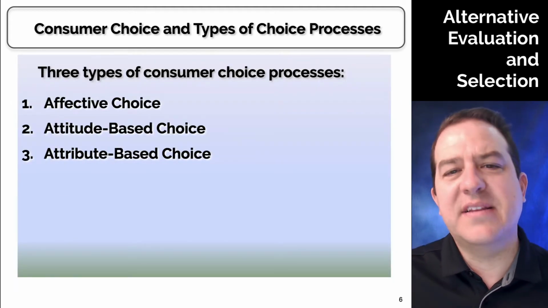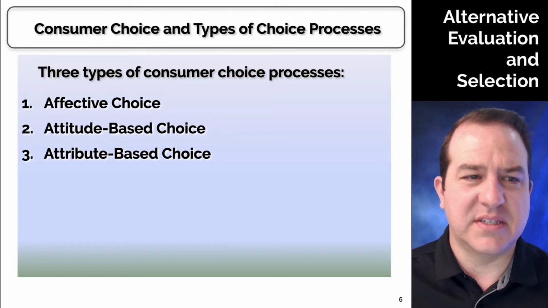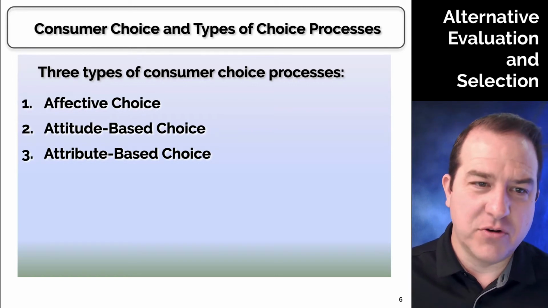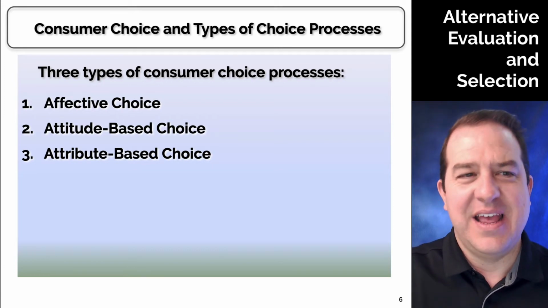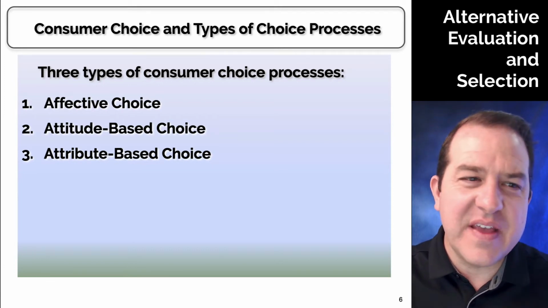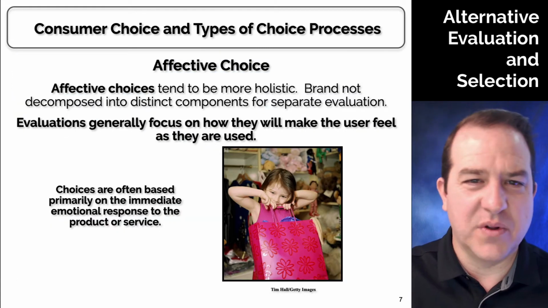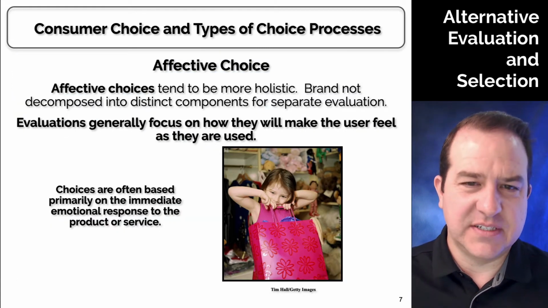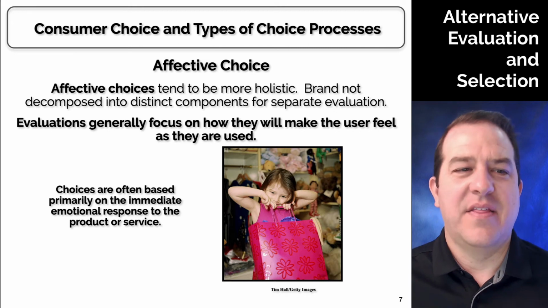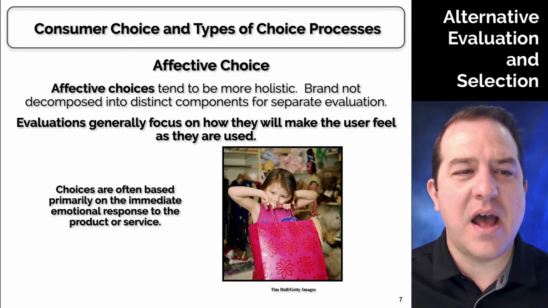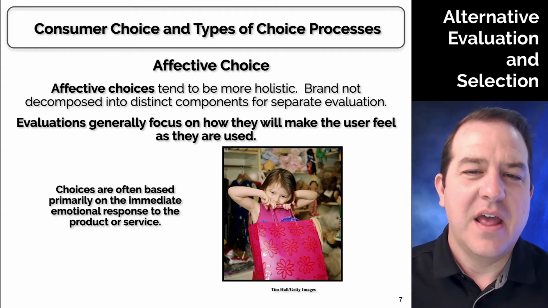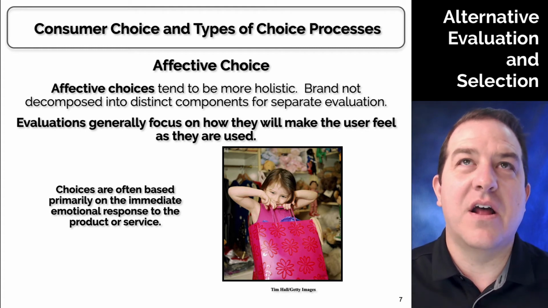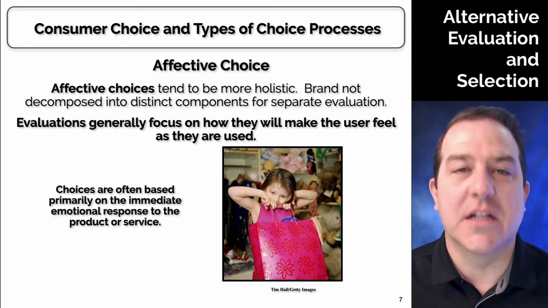So there are three types of consumer choice processes: affective or emotional choice, attitude-based choice, or attribute-based choice. And these three things are kind of the way that we decide around the world. So let's talk about affective choices. They tend to be more holistic. They're the brand not decomposed into distinct components for specific evaluation. They're usually done on how you're going to feel afterwards.